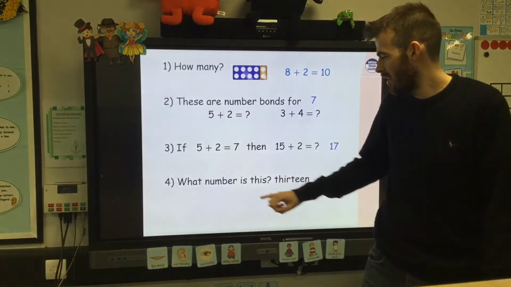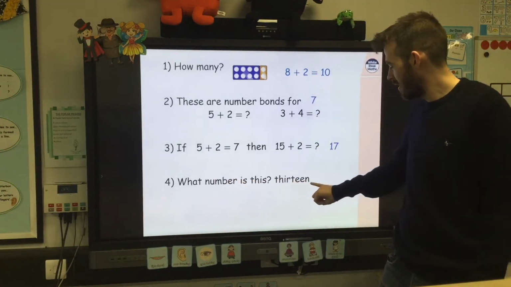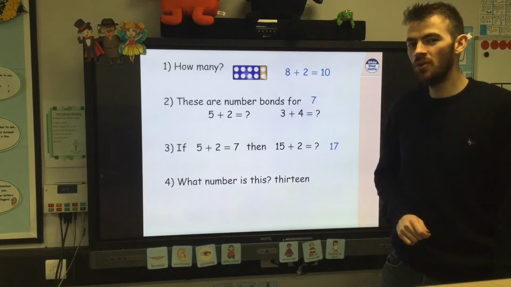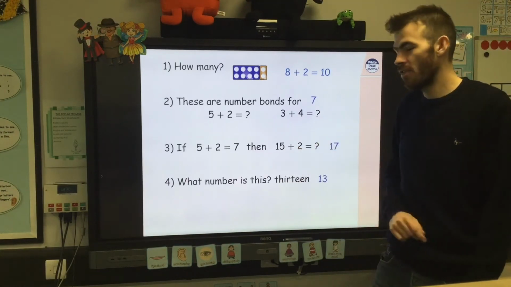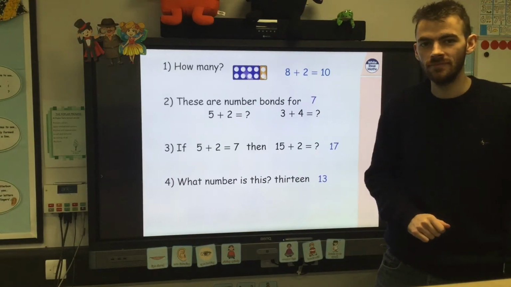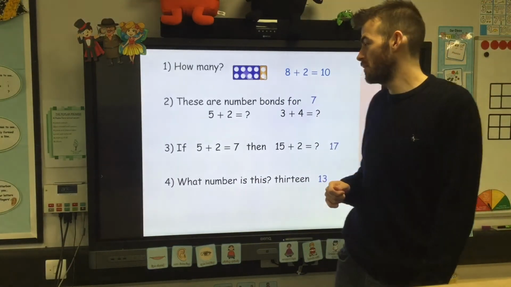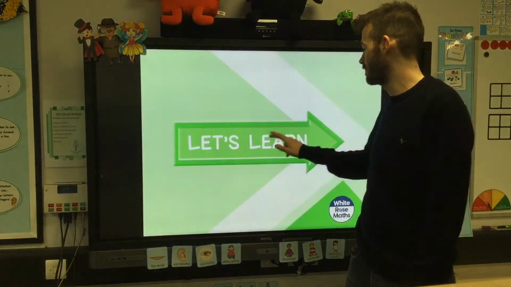And finally, what number is this? It is written in words. Do you know what number that says? It is the number 13. Now we've had a chance to recap some learning, let's move on to something new.